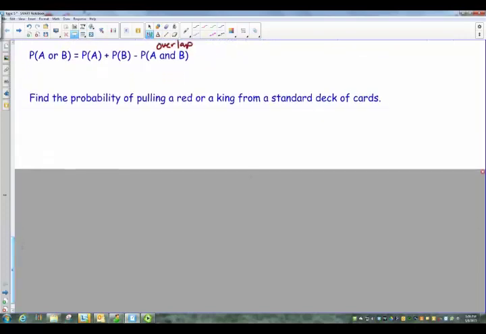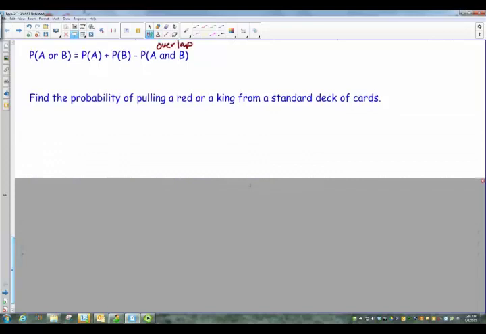So here you go. Find the probability of pulling a red or a king from a standard deck of cards. Okay, so we want to know probability of a red. Well, there's 13 reds out of 52 cards. Then we go probability of a king. Well, there's 4 kings out of the 52 cards.